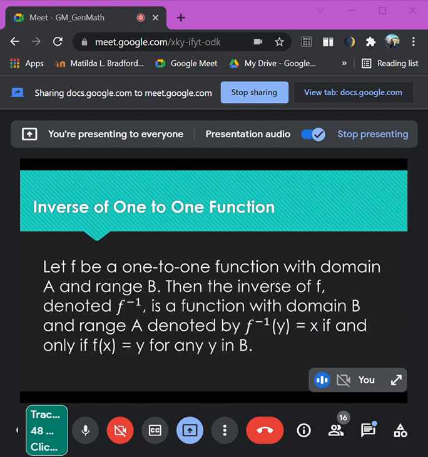So mao ni siya ang class akong giingon ganina. Inverse of a one-to-one function, that is f raised to -1, is a function with domain B and range A, denoted by f raised to the power of -1 of y is equals to x if and only if f of x is equals to y. Okay, meaning to say, dapat one-to-one ra siya for any b.